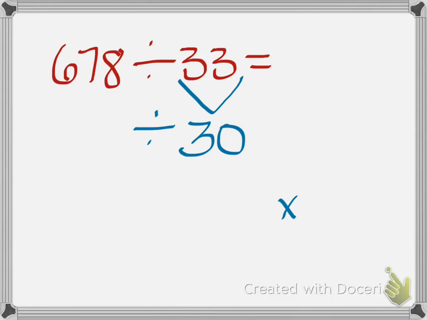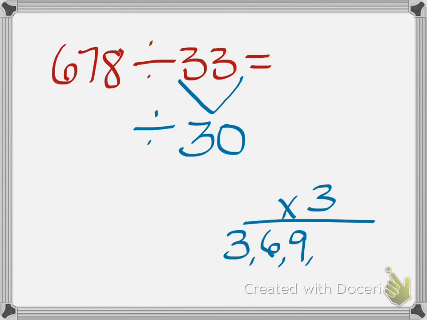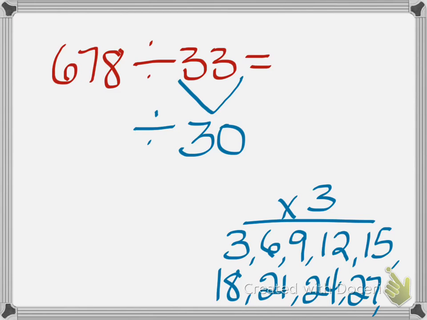Then I have to find all my multiples of 3. I know my multiples of 3 are 3, 6, 9, 12, 15, 18, 21, 24, 27, 30, and so on. Then I'm going to change this number, 678, to a compatible number. Now, there are different compatible numbers that you could change it to. You could round it to the hundreds, or you could round it to the hundreds and the tens. Whatever is easiest for you.